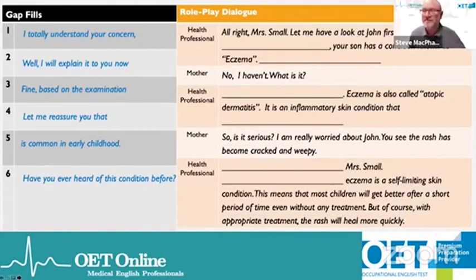So I've got a little mini dialogue, everyone. Writing dialogues yourself is a great way to improve your skills because it's going to help you with sentence structure. It's going to help you anticipate what that patient may ask you. So what I want you to do here, we're making this generic. It just says health professional.